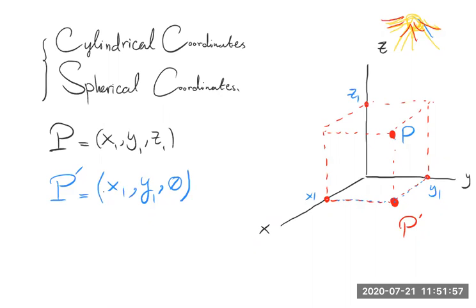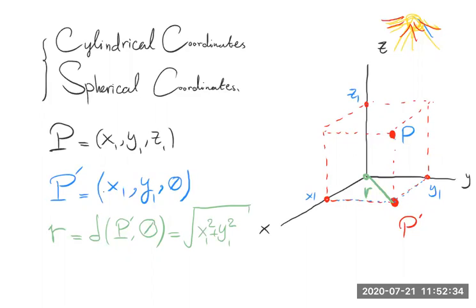Now look at the segment which connects the origin to P prime. This segment. And let's compute its length. Say its length is r. So suppose the length of that segment, which is the distance between P prime and origin, is r. On the other hand, we know the distance between P prime and origin. It's simply x1 squared plus y1 squared plus 0 squared, which I don't need to write.